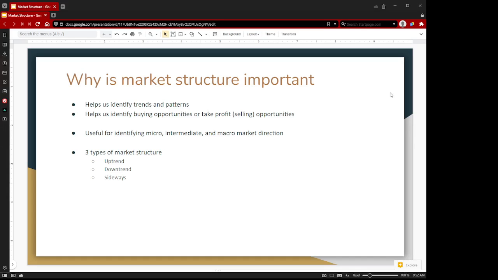Market structure is important for identifying macro, intermediate, as well as micro market direction. There's a bunch of different trends, and what those really come down to is market structure on different time frames. Again, we'll get into that in a bit, but just know that there are many different levels you can look at market structure on, and which one matters to you comes down to your specific trade plan and trading style. And then at the base of it, there are three different types of market structure. We have uptrends, we have downtrends, and we have sideways trends, which is essentially a lack of a direction.